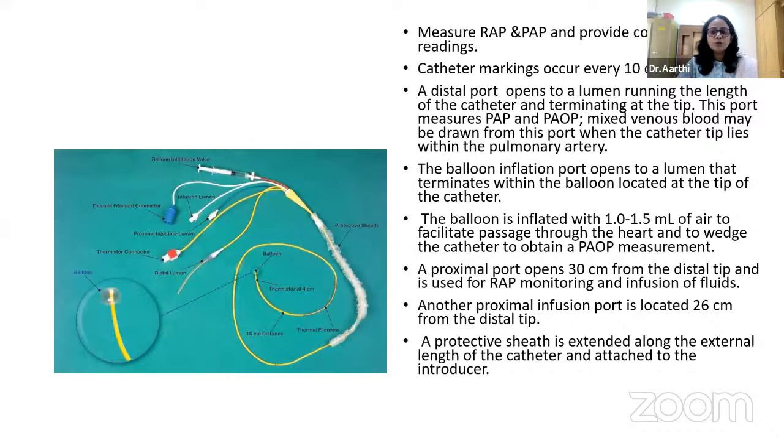The balloon inflation port opens to a lumen that terminates with a balloon located at the tip of the catheter. The balloon is inflated with 1 to 1.5 ml of air to facilitate passage through the heart and to wedge the catheter to obtain the pulmonary artery occlusion pressure. And there are two proximal ports. A proximal port opens at 30 centimeters from the distal tip, and it is used to measure the right atrial pressures and for infusion of fluids. Another proximal port is located 26 centimeters from the distal tip, which is also used for infusion of fluids and monitoring. A protective sheath extends along the external length of the catheter, attached to the introducer.